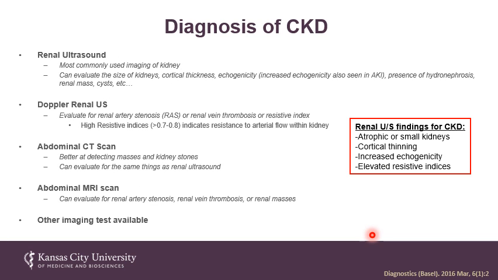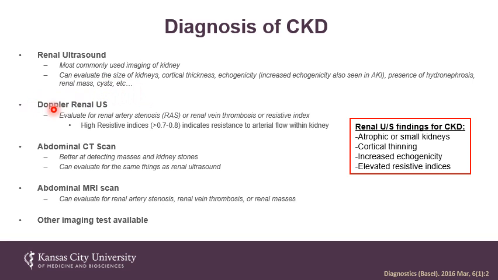You can diagnose CKD based upon renal imaging. The most common imaging done is renal ultrasound. This can evaluate the size of the kidney, look at the thickness of the cortex of the kidney, and see if there's what we call increased echogenicity. It can also see if there's any obstruction, where we see hydronephrosis, where fluid is backing up into the kidney and so the renal pelvis is dilated. You can see if there's a mass or a cyst. Lots of cysts might be indicative of polycystic kidney disease.